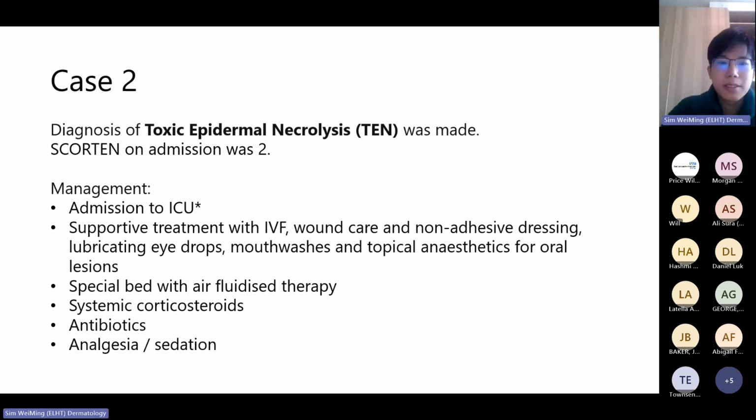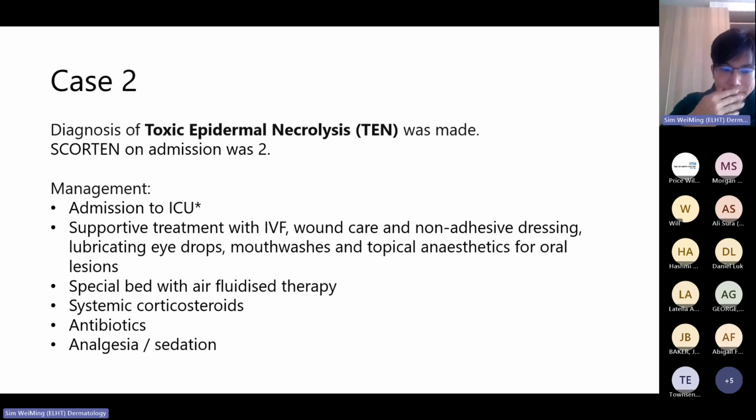So a diagnosis of TEN was made, and a SCORTEN, which is just a prognostic criteria. On admission, it was 2. I'll talk about the SCORTEN later. But for this case, the guy was admitted to ICU. He had supportive treatment with IV fluids, wound care, non-adhesive dressing. The same thing. If you've got eye involvement, there's simple eye care. If you've got oral involvement, simple oral care.